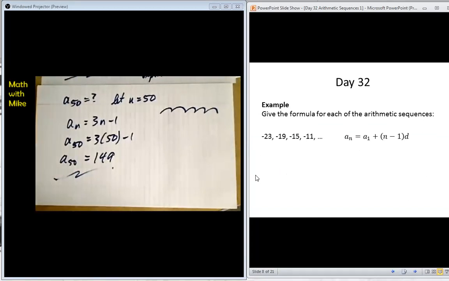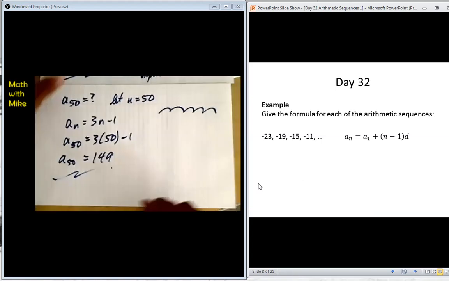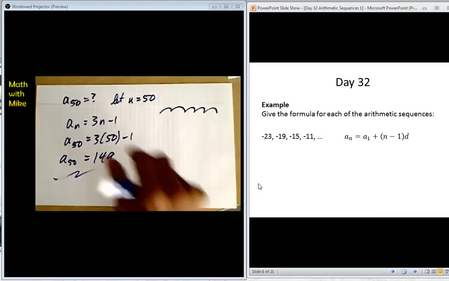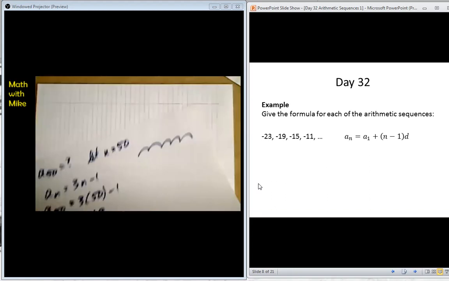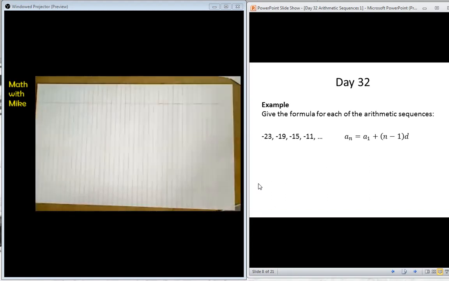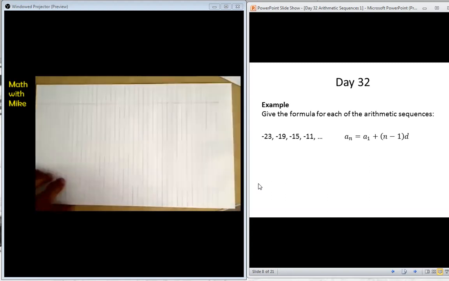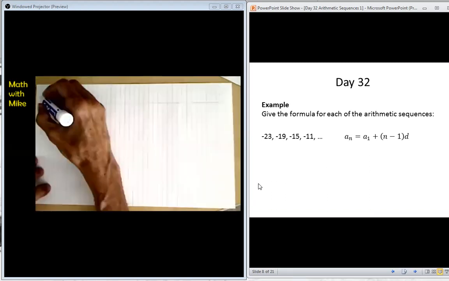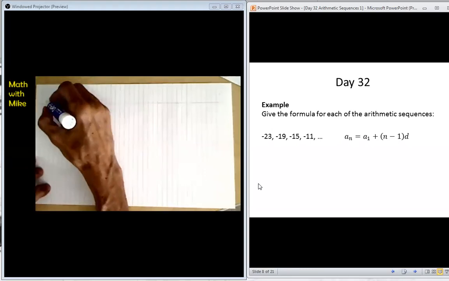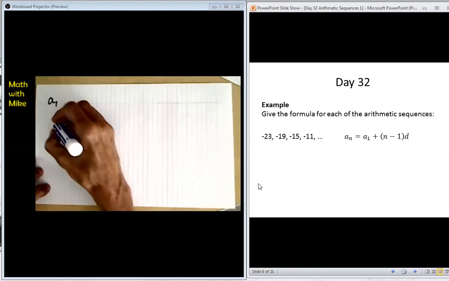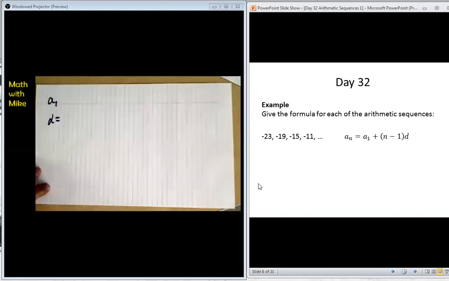See what's next. Same style. Same type of question. Negatives though, just to make life interesting. So if you don't mind, please, let's figure out what this general term is going to be. So we need to know what A1 is. n is going to stay. We need to know what d is. And then the multiplying, algebra.